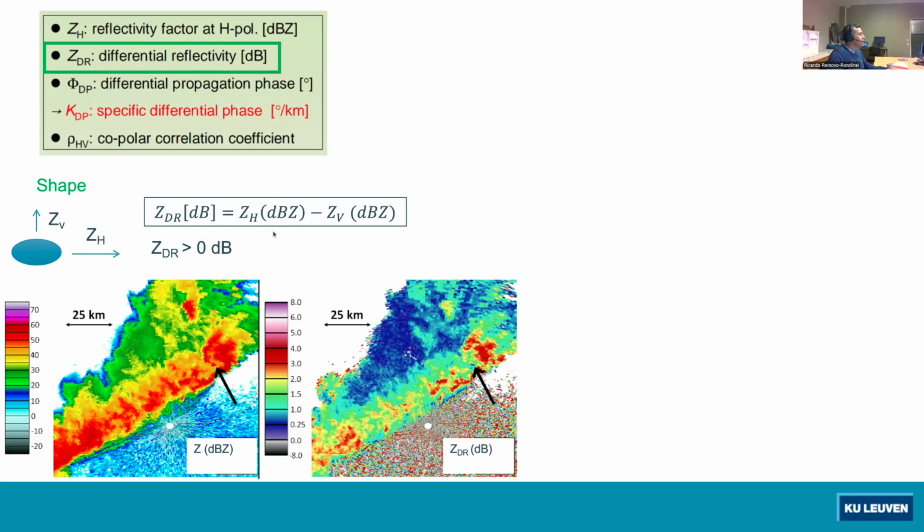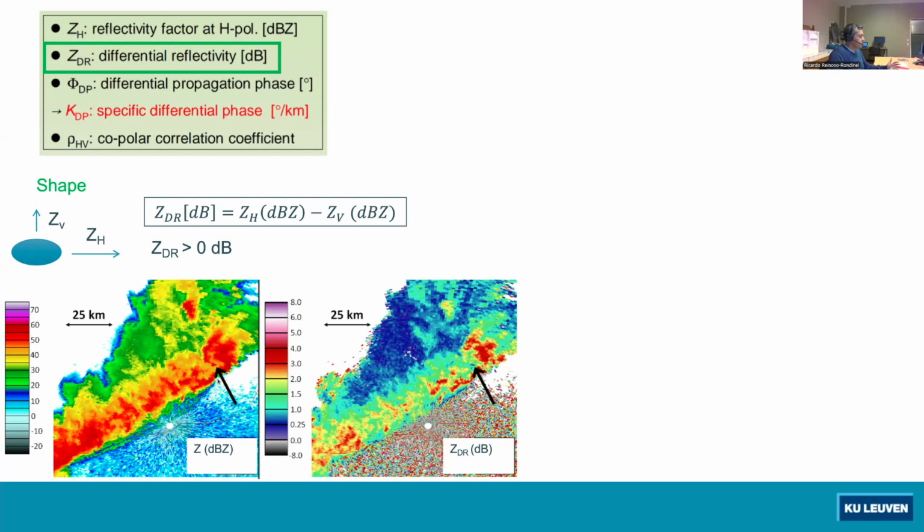Okay, good. So if you see, the ZDR is defined as the difference between the powers, or the reflectivity, in the horizontal and the vertical. This is what we call ZDR, or differential reflectivity. If we assume that a drop has this shape, then we will have more power in the horizontal than in the vertical, and therefore we will have values of ZDR larger than 0.